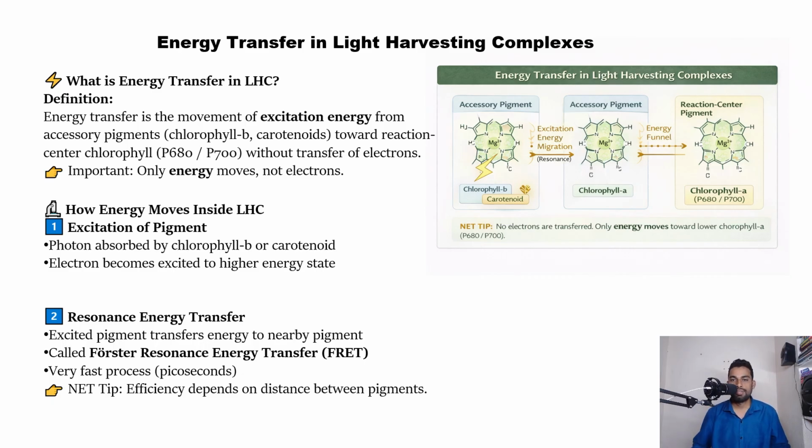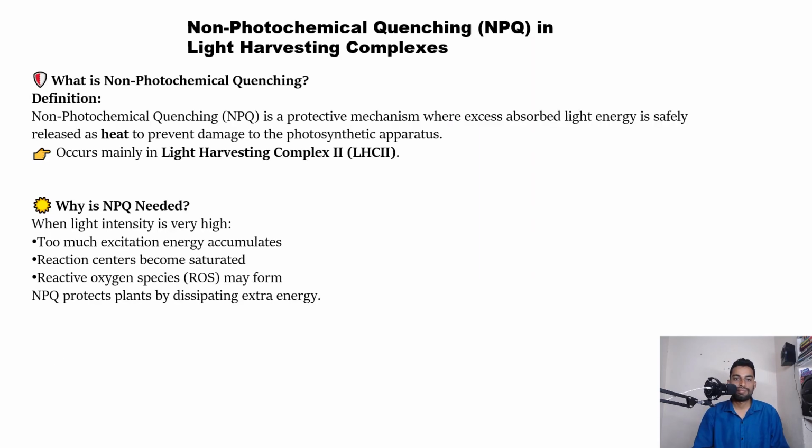Let us learn about all this in the next classes, that is PS2, PS1, how the Z cycle happens. Let us see later. Non-photochemical quenching in light harvesting complexes. We already know what quenching is. What is non-photochemical quenching? We already discussed this. Non-photochemical quenching is a protective mechanism where excessive absorbed light is safely released as heat to prevent damage to the photosynthetic apparatus. We have discussed it.